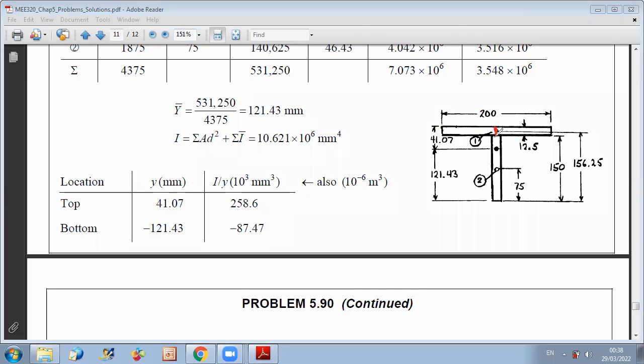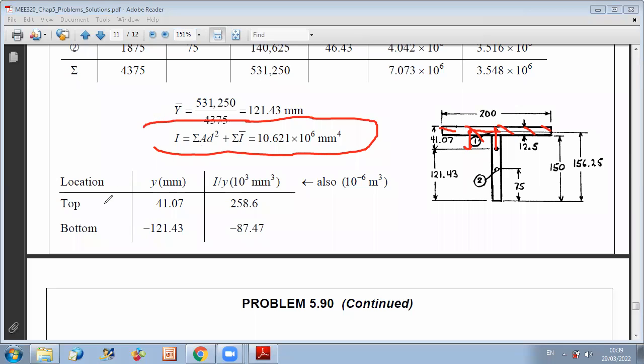Okay, so the distance between the neutral axis and the axis passing by the centroid is 41.07 minus 12.5 over 2. And by applying the parallel axis theorem, you get the inertia of this part, which is bh cube over 12 plus A d1 square. Now you do the same for the second rectangle, and you add both inertias to get the total inertia of your section.